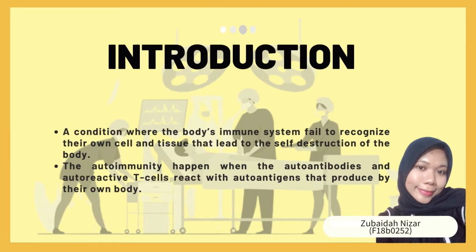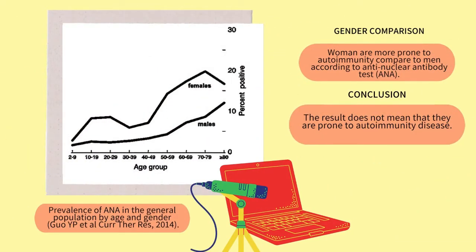So, what is autoimmunity? Autoimmunity is defined as a condition where the body's immune system fails to recognize its own cells and tissues, which further leads to the self-destruction of the body. Autoimmunity happens when autoantibodies and autoreactive T cells react with autoantigens that are produced by our own body.